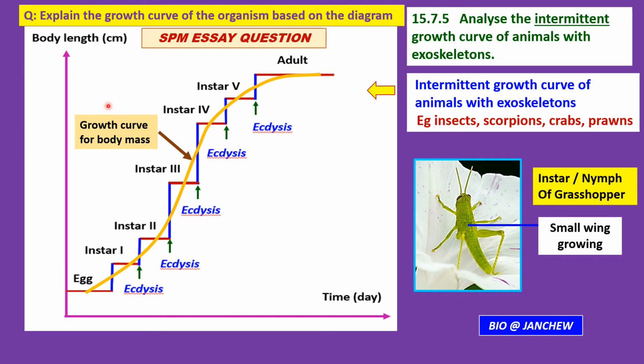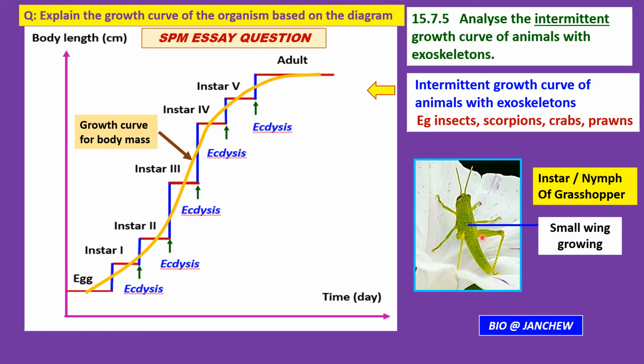So take note now, there are 2 curves actually. For body length against time, for insects like grasshoppers, the growth curve is a series of steps. But for body mass, it is not. It forms a sigmoid curve.